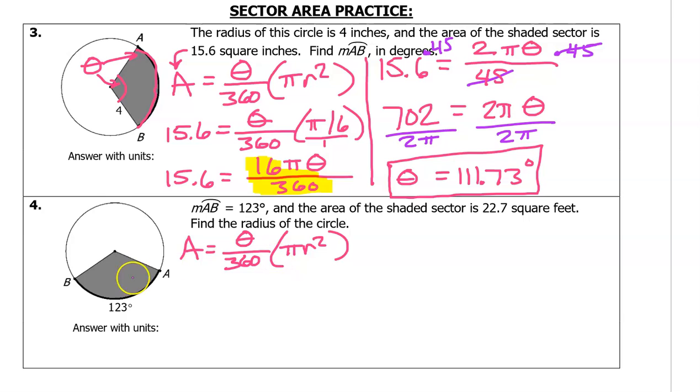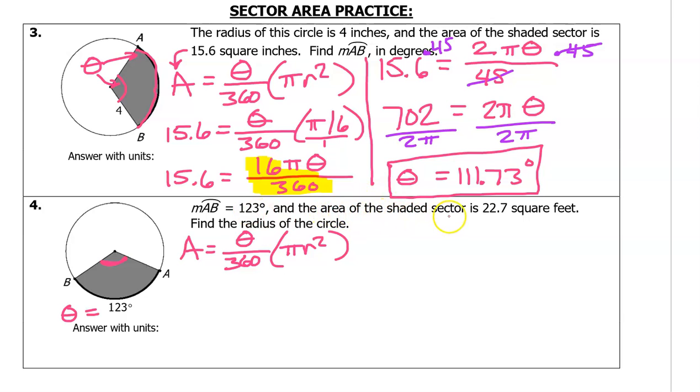So this is the formula for sector area, some fraction of the total area. We are given the measure of arc AB is 123 degrees. That is theta. It doesn't matter whether they tell you the central angle is 123 or if they tell you that the measure of the arc in degrees is 123 degrees. Either way, that's theta.